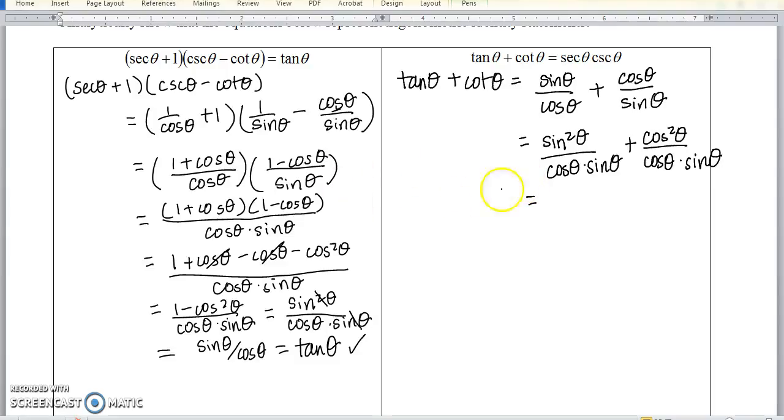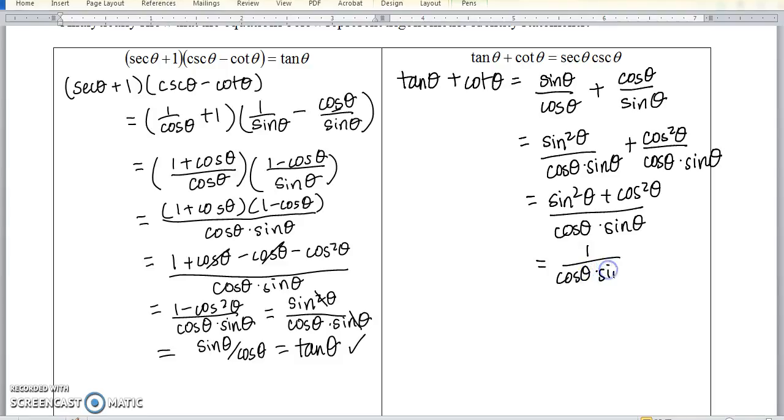We can go ahead and put that in just one single fraction then. Sine squared theta plus cosine squared theta all over cosine theta times sine of theta. That's equal to 1 over cosine theta sine of theta. Now, at this point, let's look back up at what we're trying to get to. Secant of theta times cosecant of theta. So we're going to need to separate that into two parts.